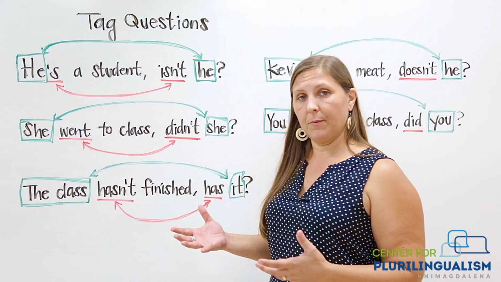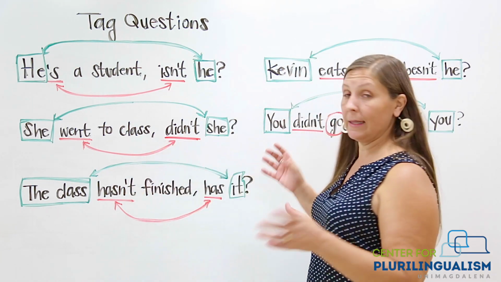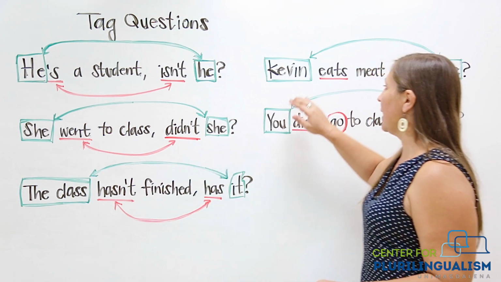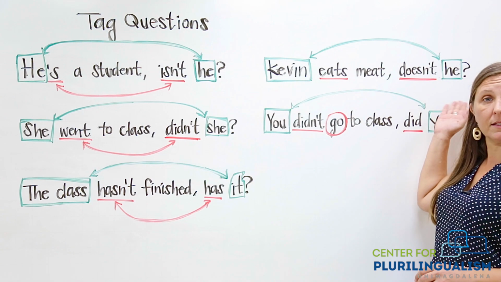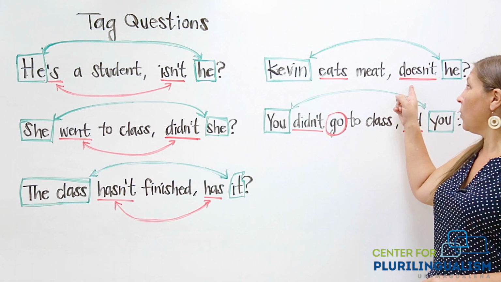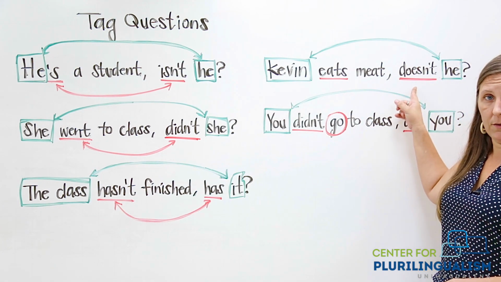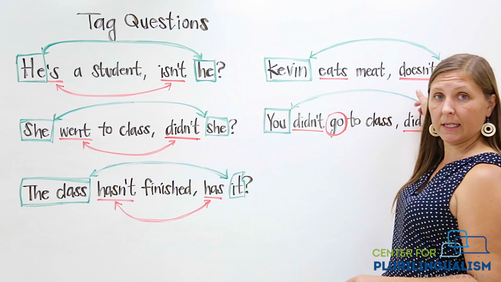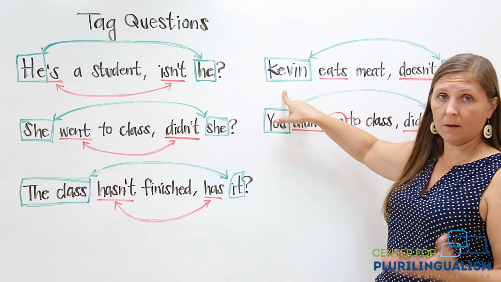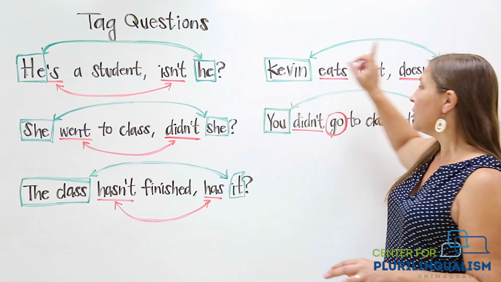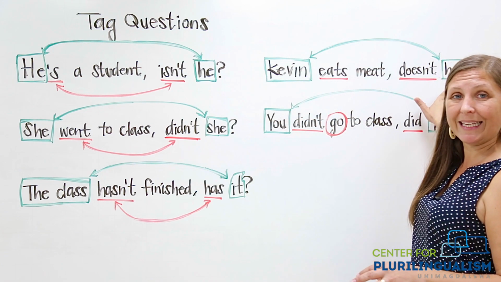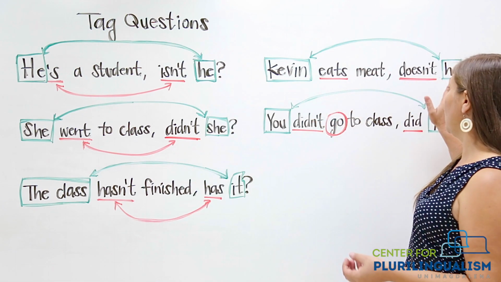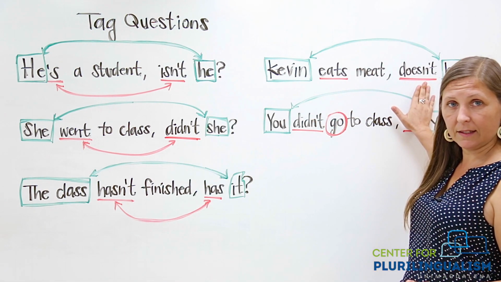To use an example of a verb that is not to be in the present tense, because we can do tag questions in all tenses, Kevin eats meat, doesn't he? So here, we're going to use the auxiliary, okay? So Kevin eats meat, doesn't he? Kevin is, we're going to assume he's a man, so we're going to replace him with the pronoun he, okay? Eats is a positive, so doesn't will be the negative, okay?